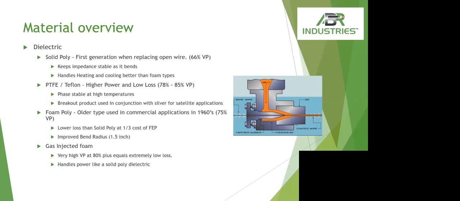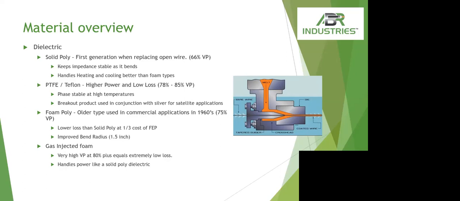as you can see, 78 to 85%. But the important thing about Teflon is it's phase stable, especially at high temperatures. So it's great for repeater applications, for matching networks, for satellite. And when you put that in conjunction with the silver product there, you actually get a real nice winner of a product. So like RG142 or RG400, or even the big brother RG393 has been very popular.